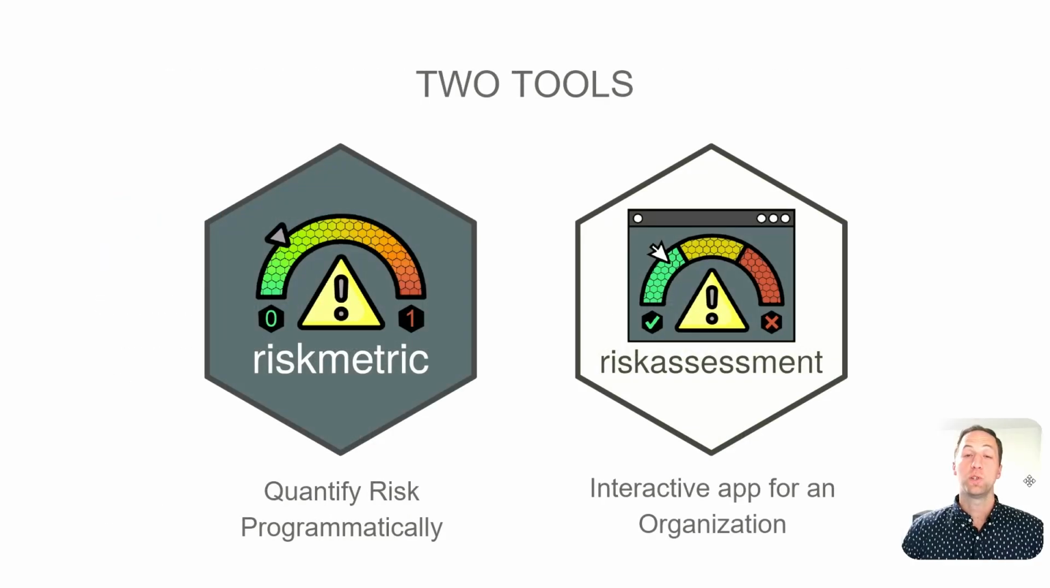We've designed two tools to help folks do this. The first being the riskmetric package. This helps users quantify risk programmatically. The latter being the risk assessment package, which is also a full-fledged Shiny app designed to be used within an organization to quantify those risks and make decisions within your validated software environments.